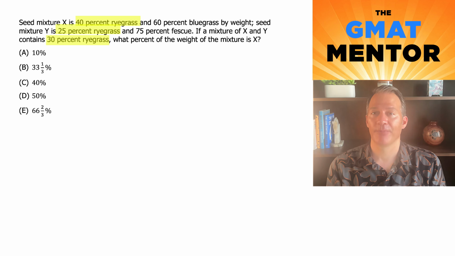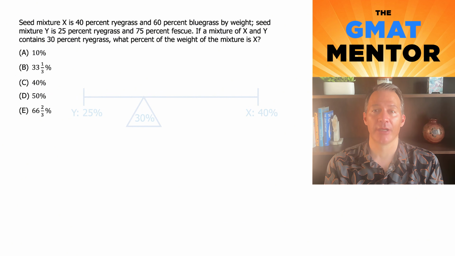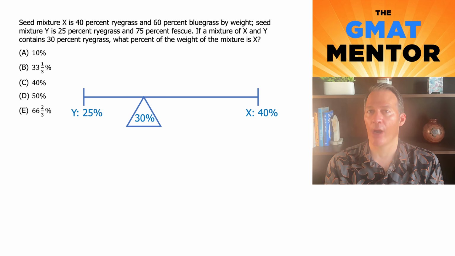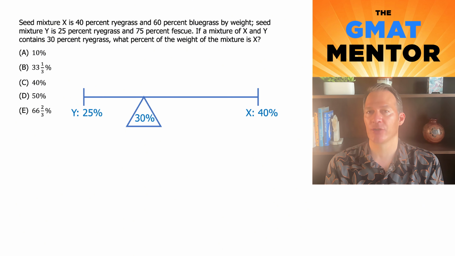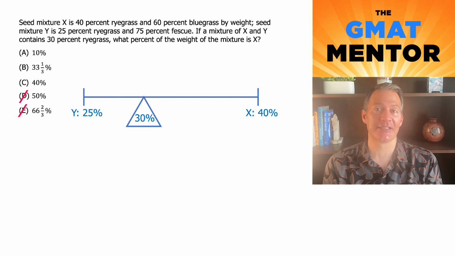Now here's the shortcut. Think of the 30% in the combined mixture as a balance point between mixture Y at 25% ryegrass and mixture X at 40%. Since 30% is closer to 25% than it is to 40%, the combined mixture has to contain more of mixture Y. That already tells us X must make up less than half of the combined mixture, so we can eliminate D and E.